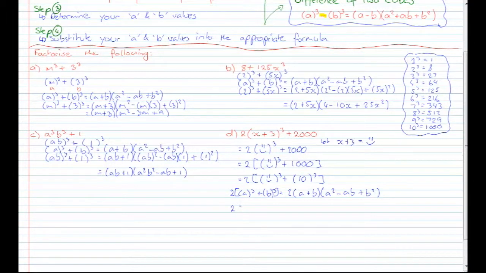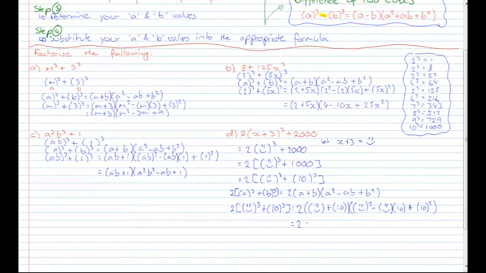So we've got 2 bracket, now inside our brackets here we've got smiley face cubed plus 10 cubed is equal to 2, our a being smiley face plus b being 10, a being smiley face again, squared, minus a being smiley face again, b being 10, plus 10 squared. So you can see there's a bit of work involved in this one. Now that's going to be equal to 2.